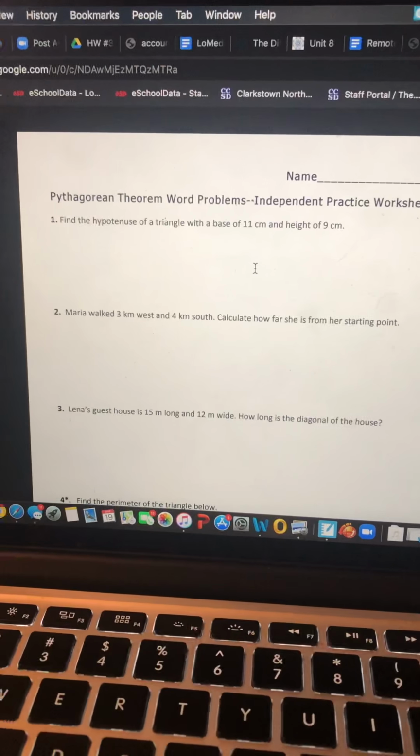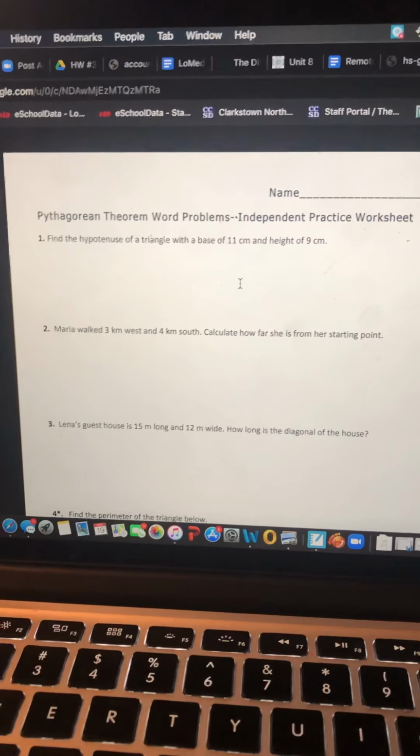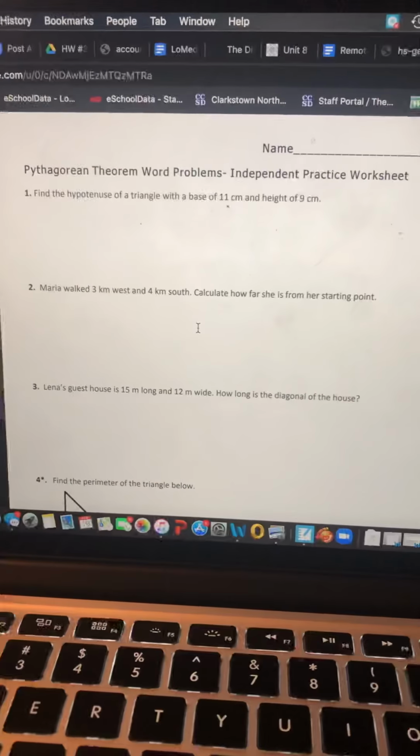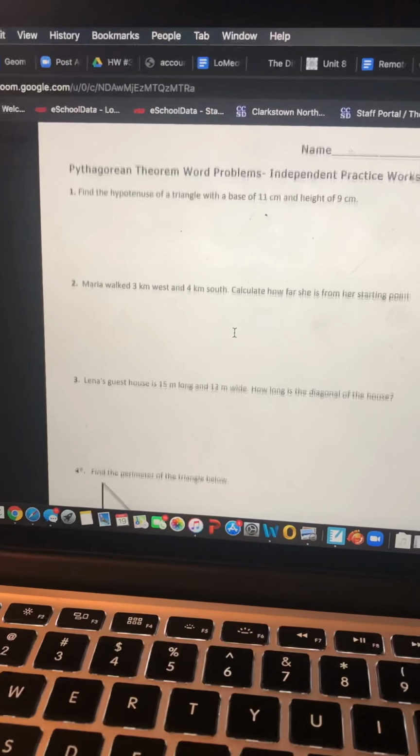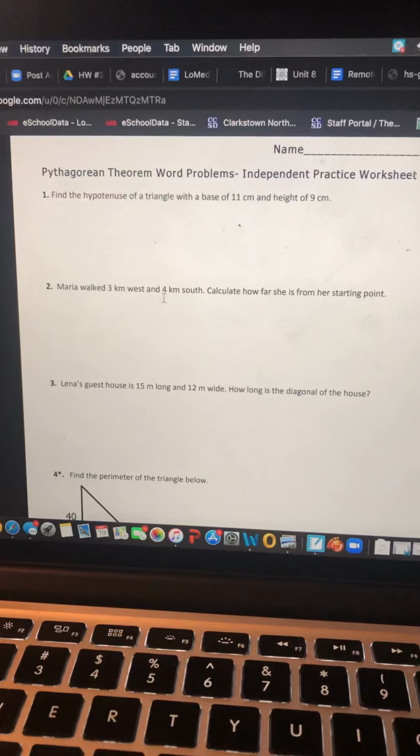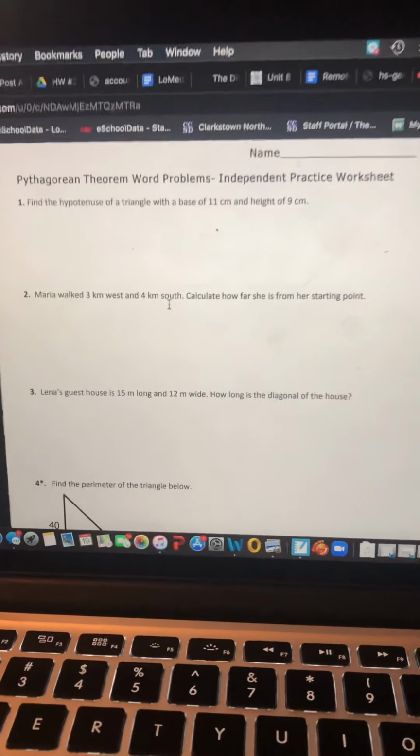So let's just start here. You guys are doing only odd numbers. Okay, so I'll do the even ones with you as a help. So number 2, Maria walked 3 kilometers west and 4 kilometers south. Calculate how far she is from her starting point.